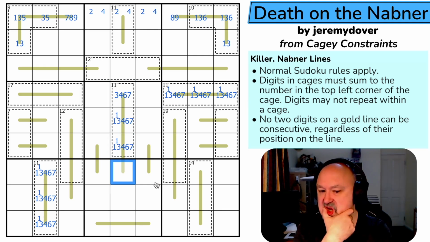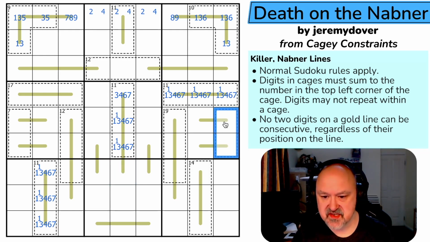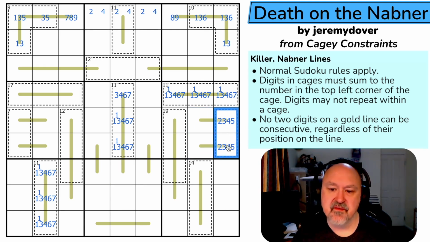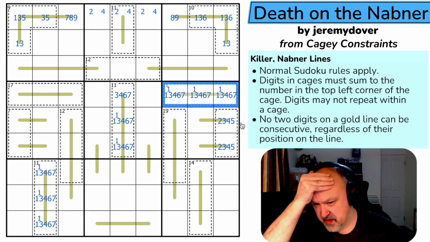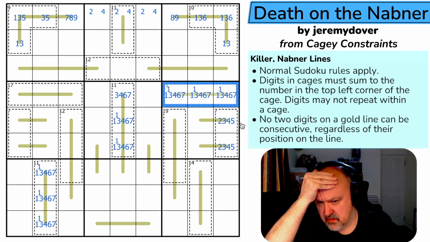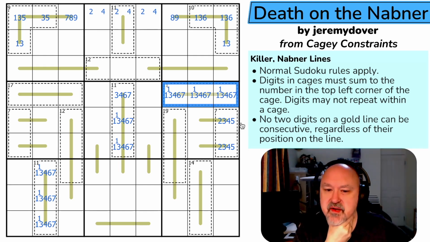But this has an extended jump. But, okay, so this can't be 1, 6. It could be 2, 5, or 3, 4, because these aren't consecutive. But if this is 3, so that gives me a virtual 3, 4 pair, because there must be a 3 or a 4 in here. Oh, this is weird. Okay, I don't know what I'm doing.